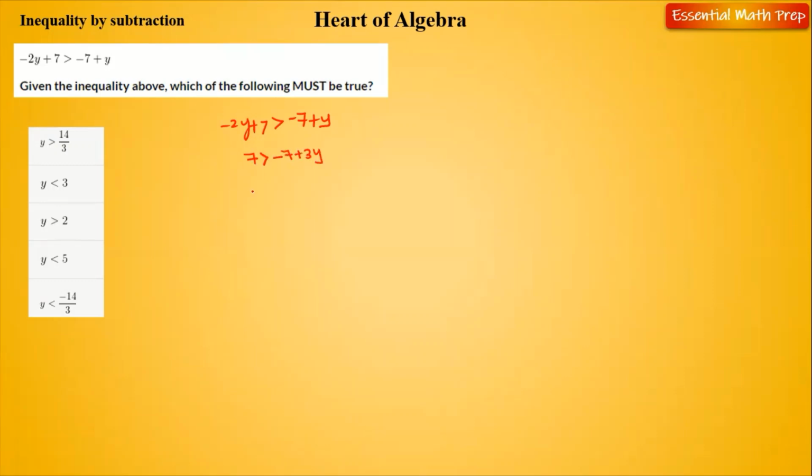If you add 7 on both sides, that's 14 greater than 3y. And if you divide by 3 on both sides, it's 14 over 3 greater than y. In other words, y is less than 14 over 3. It's less than around 4.6 something. That means values of y are definitely less than 5. You can safely say that, right? And that is the answer. So y is less than 5.